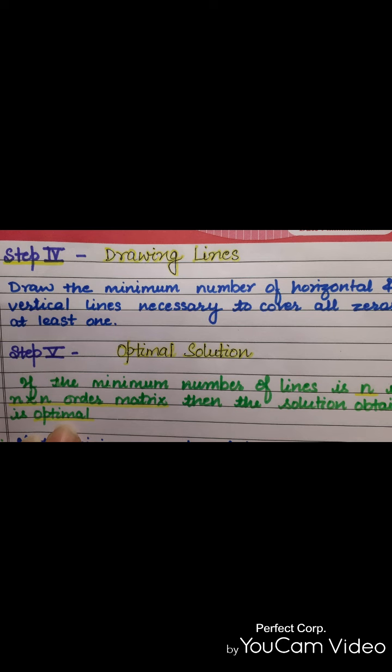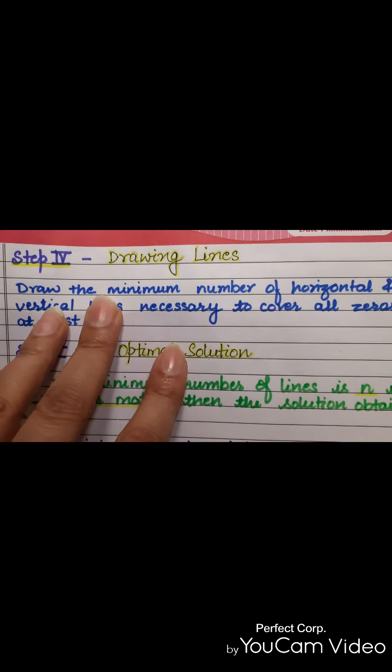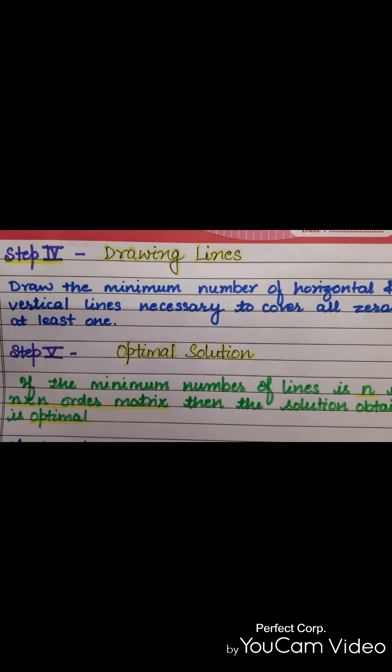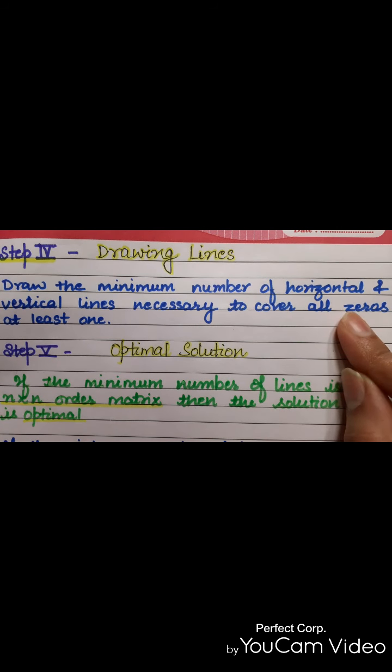Now, as you complete the row reduction and the column reduction, the next step is to start drawing the lines. We just have to draw the minimum number of horizontal and vertical lines through the zeros of all the rows and columns, and those lines should be drawn in such a manner that all the lines, whether horizontal or vertical, cover all zeros in that particular row or column. So all the zeros should be covered with the minimum number of lines.